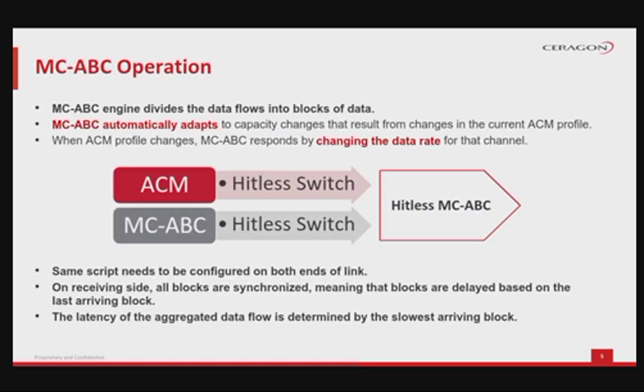Multi-carrier operation. The MC-ABC engine divides the data flows into blocks of data. MC-ABC automatically adapts to capacity changes that result from changes in the current ACM profile. When the ACM profile changes, MC-ABC responds by changing the data rate for that channel. The same script needs to be configured on both ends of the link. On the receiving side, all blocks are synchronized, meaning that blocks are delayed based on the last arriving block. The latency of the aggregated data flow is determined by the slowest arriving block.